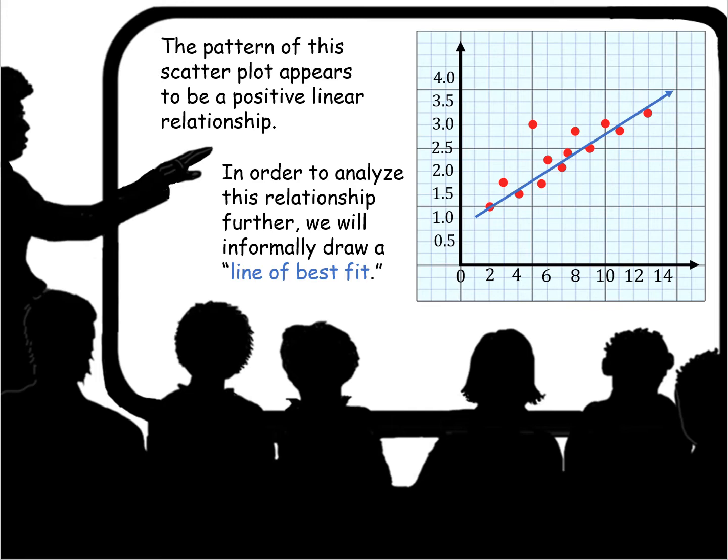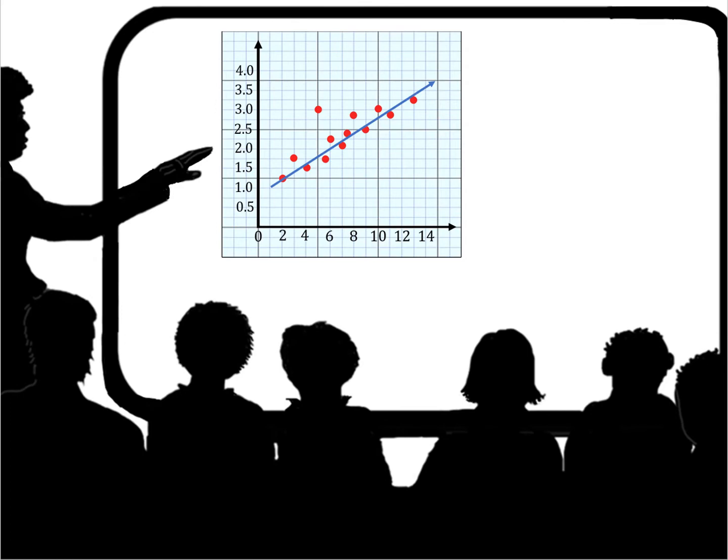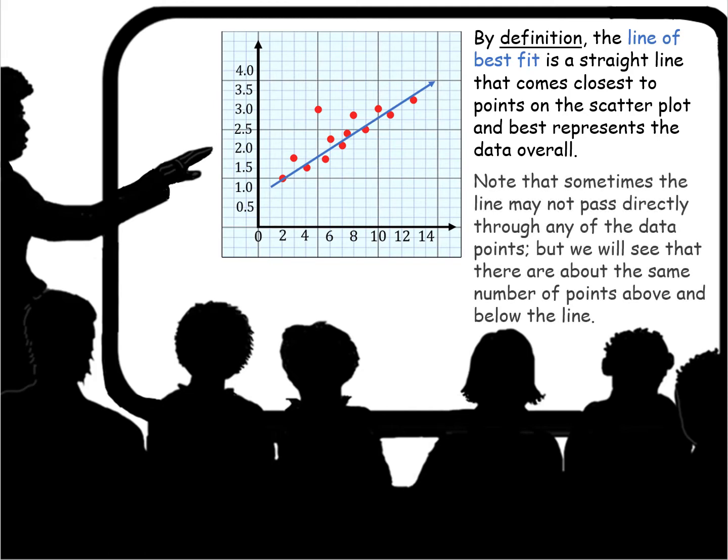So what we have here is a line of best fit. That would be the blue line that we have drawn. Based on the line that we drew, by definition, the line of best fit is a straight line that comes closest to the points on the scatter plot and that best represents the data overall. Note that sometimes the line may not pass directly through any of the data points, but we will see that there are about the same number of points above and below the line.